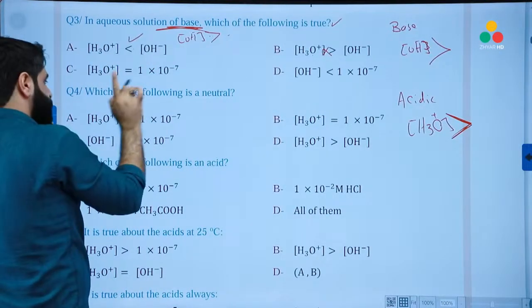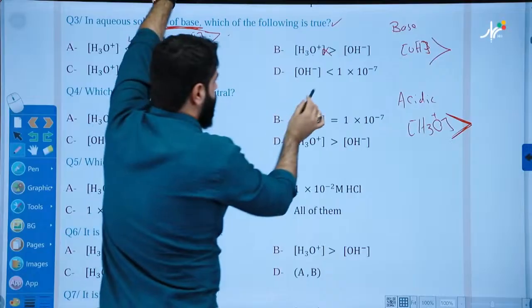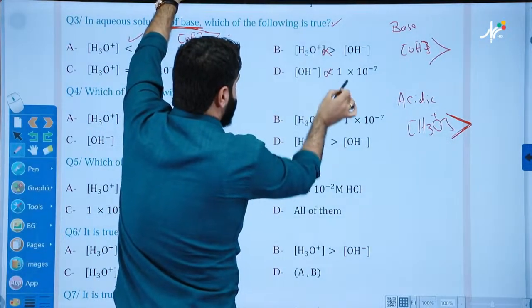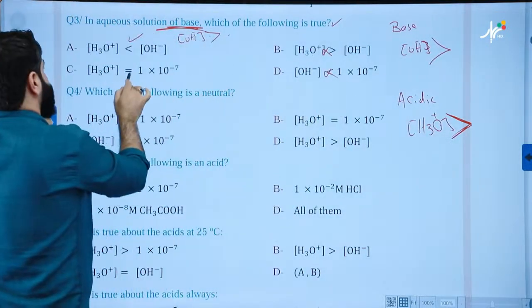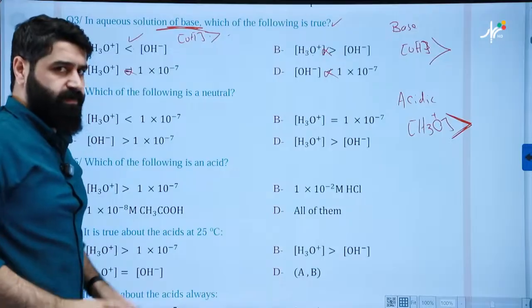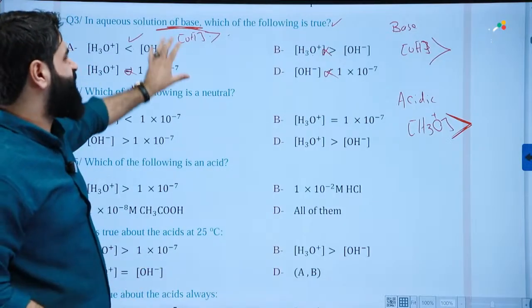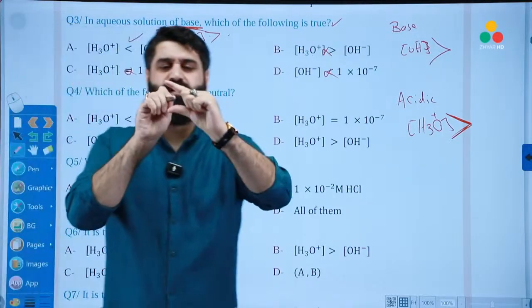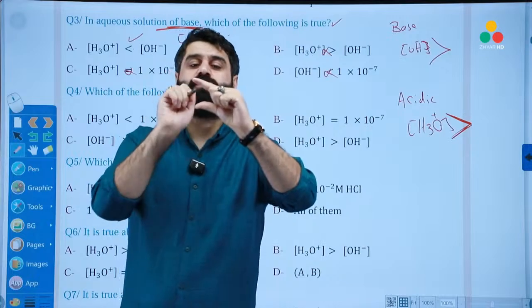Yeah, correct. Just wait, please. OH is smaller than this? No. This is incorrect. H3O is this? No. Very easily. For the bases, OH must be here. For the acid, H3O must be here.